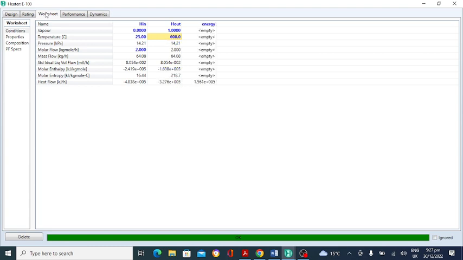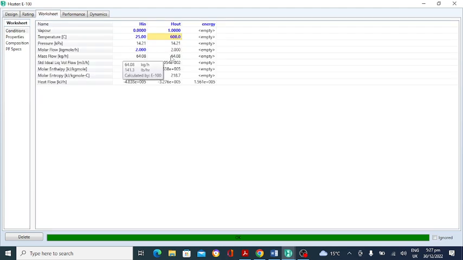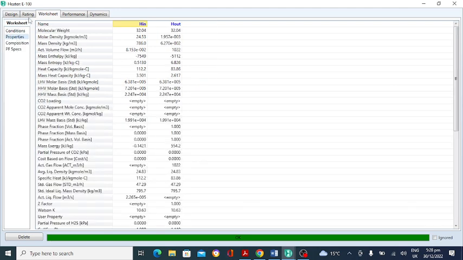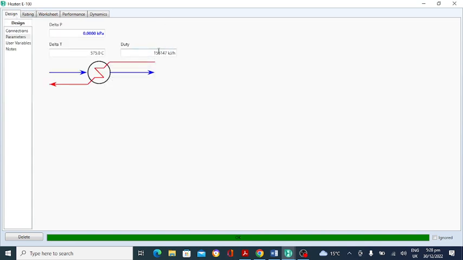Now go to the worksheet, and how much heat. So go to the design, and this is the delta T, and this is the duty, 156147 kilojoule per hour. This is the duty of the heater, and this is the heat flow. So this is the property. You can check the property, rating, the diameter, the inlet, outlet, the designing. So Aspen HYSYS calculates the duty of the heater.